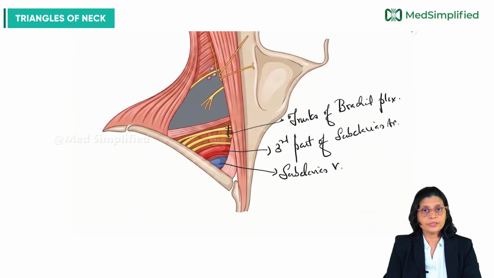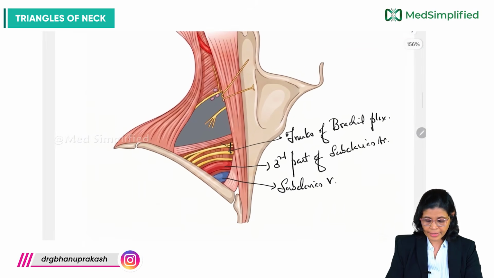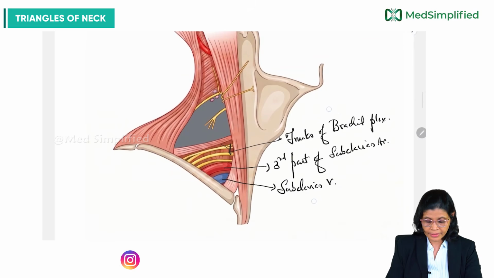This is the subclavian triangle because the subclavian vessels can be found here, and supraclavicular because it is above the clavicle. That is why we call it the subclavian or supraclavicular triangle.